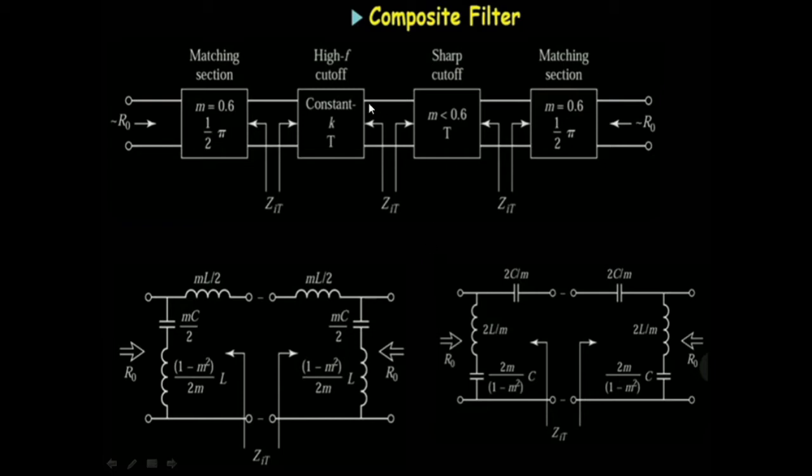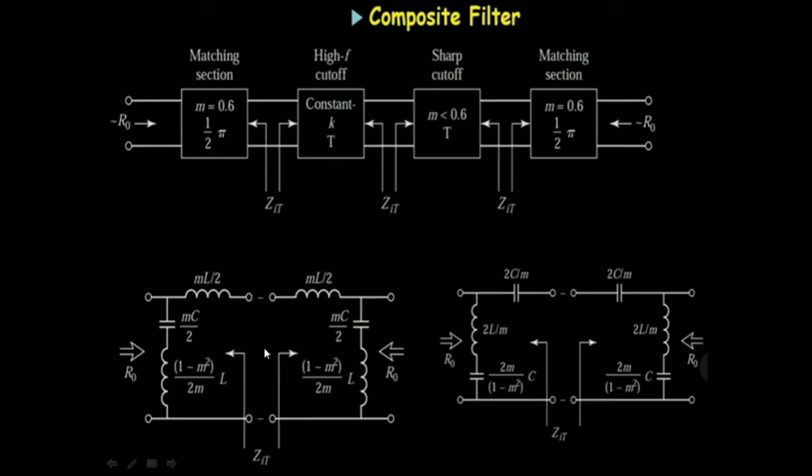Okay, now in the previous videos, I explained about constant K filter T section as well as pi section model, and m-derived T section and pi section model. So I'm going to explain what the bisected matching section is. If it is a low pass filter, otherwise a high pass filter. Now if it is a low pass filter, you can take the diagram on the left. So low pass filter, as you are familiar, the series arm consists of an inductor, the parallel arm consists of a capacitor, but here the capacitor is connected with an inductor in series in the shunt arm. Okay, and the values are mC divided by 2 and (1 minus m square) divided by 2m into L. This is called bisected matching section.